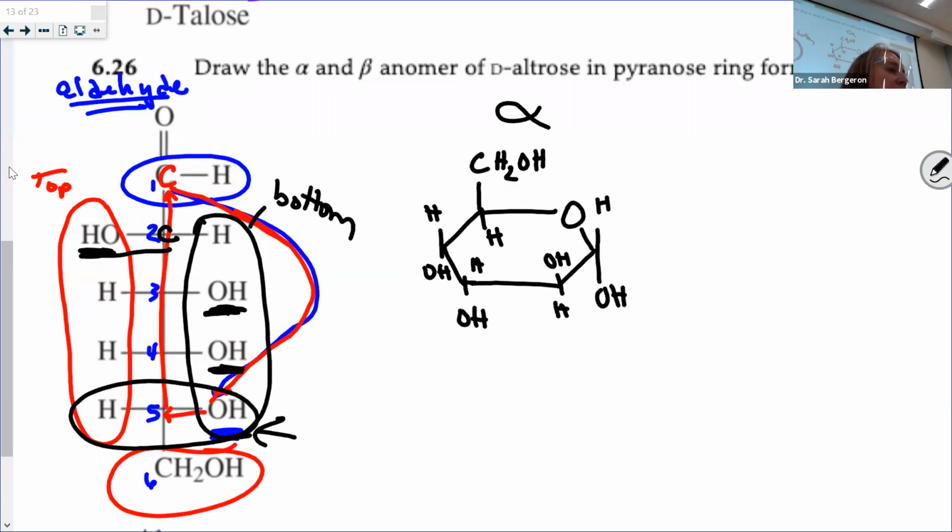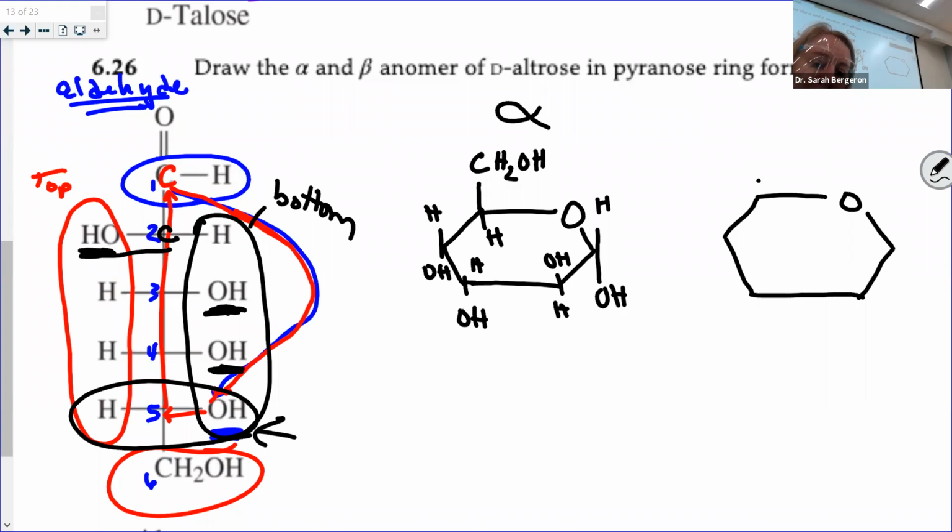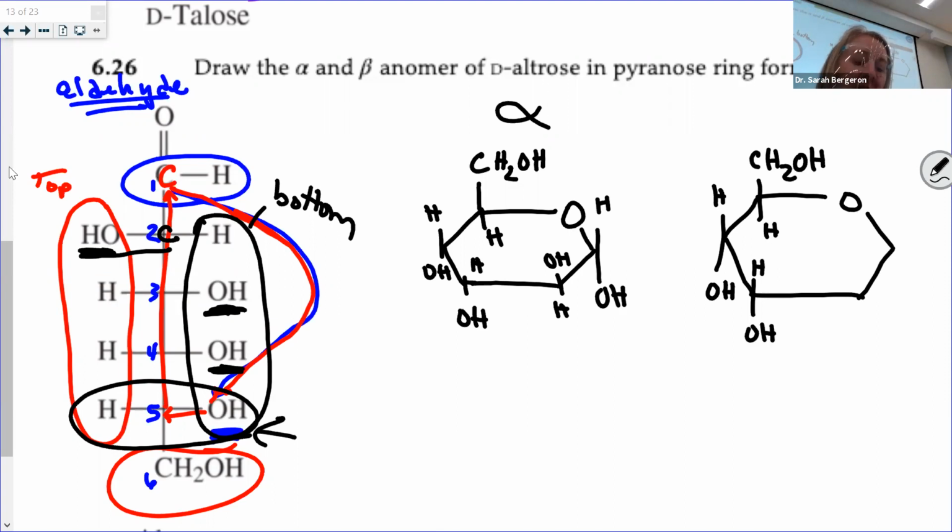If I were to draw my beta anomer, what's different? It's got to be the same ring. Everything's going to be the same except what? Except the OH on the first carbon, but really it's the anomeric carbon, right? So that would be H. Yes, thank you, Hayden, for participating. Awesome. So the only thing that's different is right here versus right here. So, oh, I didn't label it. What do we call this one? Beta.